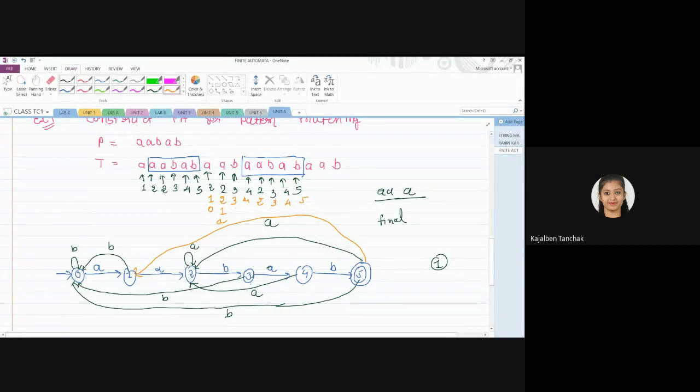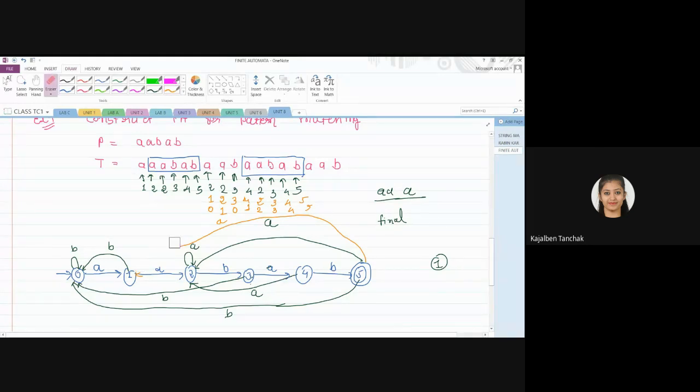If B comes, you go back to 0, then A to 1, then A to 2, then 3, 4 and 5. All are possible. You can redirect to anywhere where there is an A. Wherever A comes out from, you can take it there, but make sure that your pattern will match. Whenever there is a pattern, you reach the final step. Okay. So this is how you can do the pattern matching.